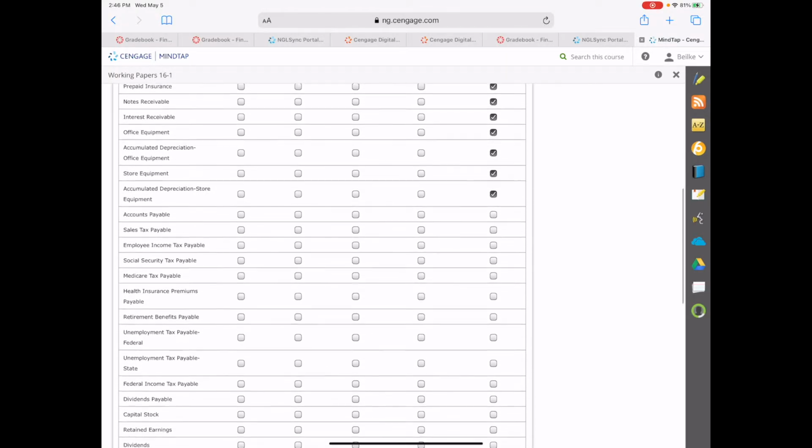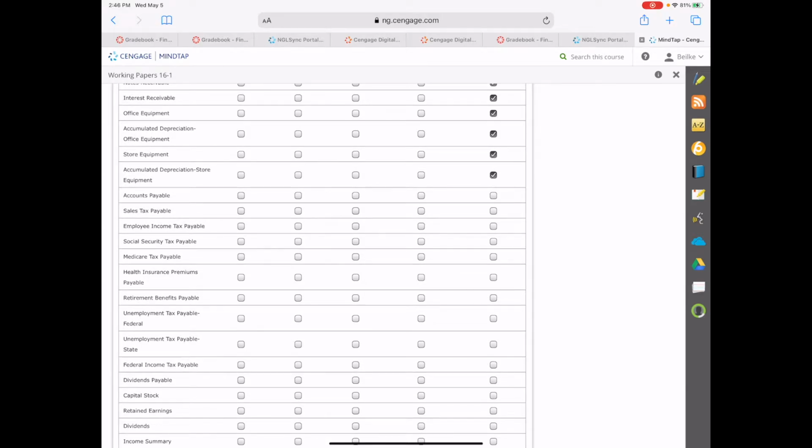Next, we're going on to our payables. We have sales tax payable all the way down to dividends payable. Remember, those are liabilities. Assets and liabilities go on our balance sheet. So those all the way down to our dividends payable are not located on the income statement.